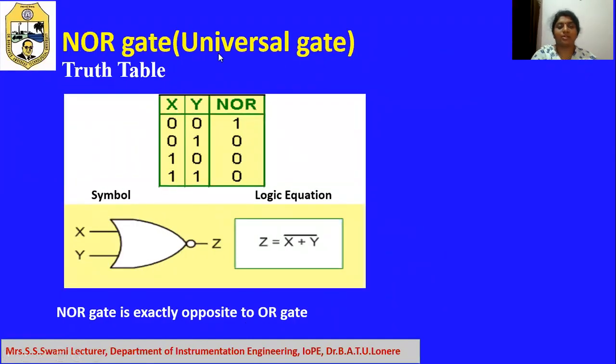NOR gate. It is also a universal gate. Here, this is the truth table. These are the two inputs and this is the output. So this is the symbol for NOR gate and this is the logic equation.